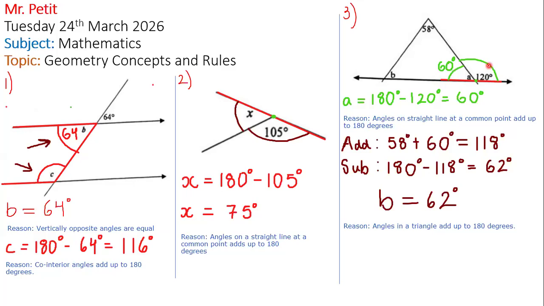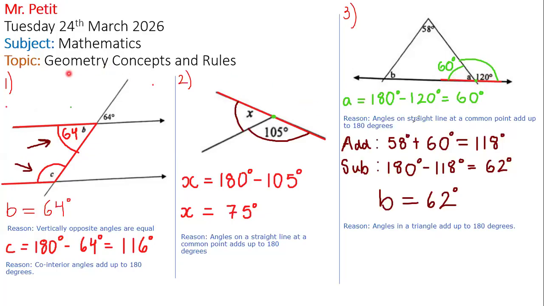Remember, they should add up to 180. So they're on a straight line at a common point. They should add up to 180 degrees. That means that if one is 120, the other one has to be 60. Because look at it. Let me show you.